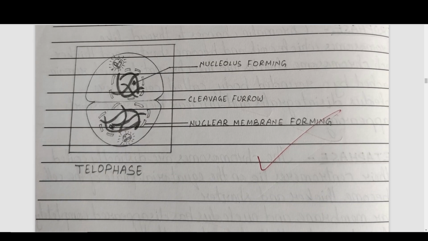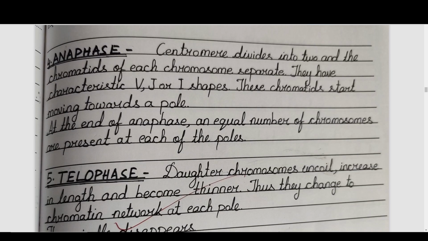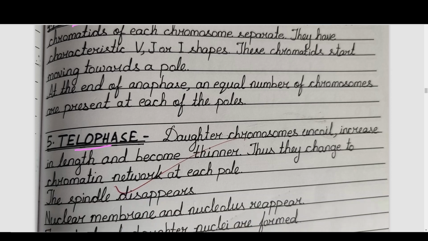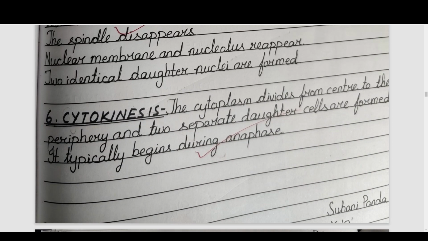During telophase, the appearance of the cleavage furrow, then formation of the nucleolus and reappearance of nuclear membrane. Description of anaphase and telophase. Then finally cytokinesis.